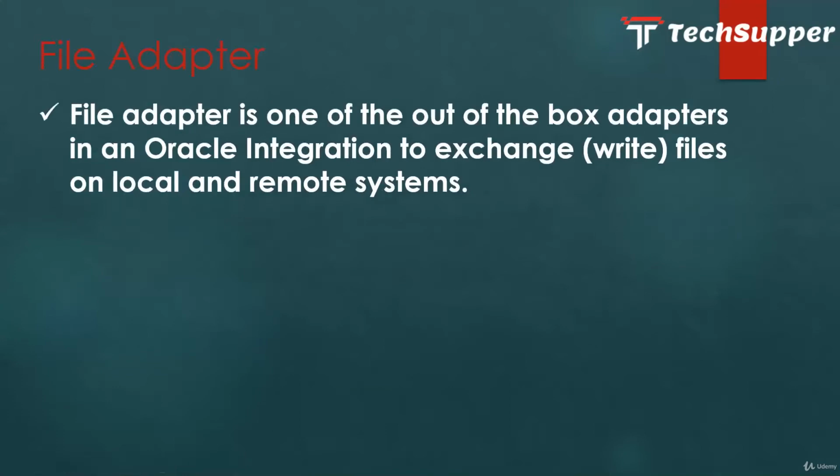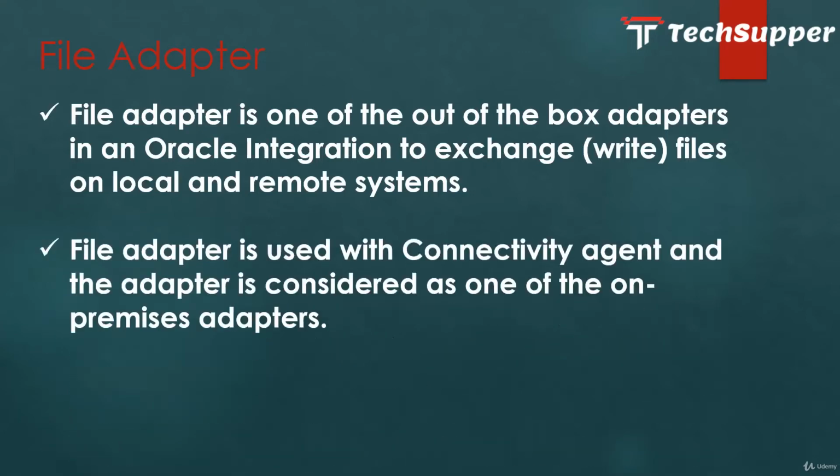So what is the file adapter? The file adapter is one of the out-of-the-box adapters in Oracle Integration to exchange files on local and remote systems. It can be leveraged to read and write files on servers which are accessible over the internet or servers on the local machine. The file adapter is used with the connectivity agent and is considered an on-premises adapter. Without a connectivity agent, we cannot create a file connection.